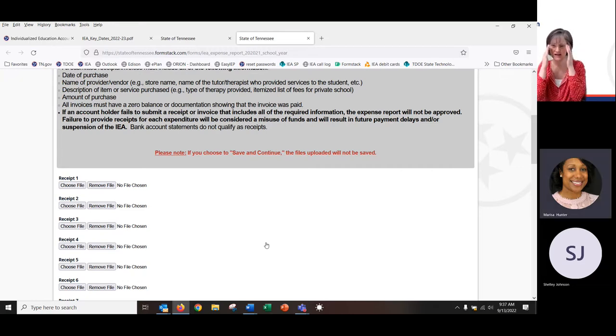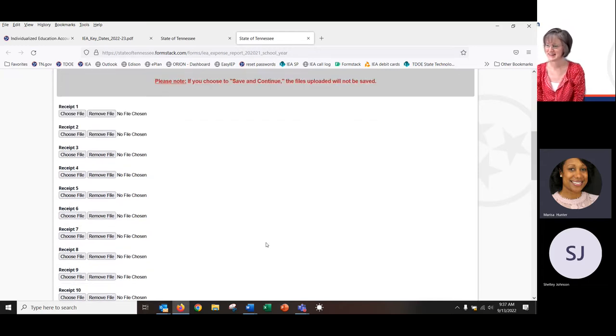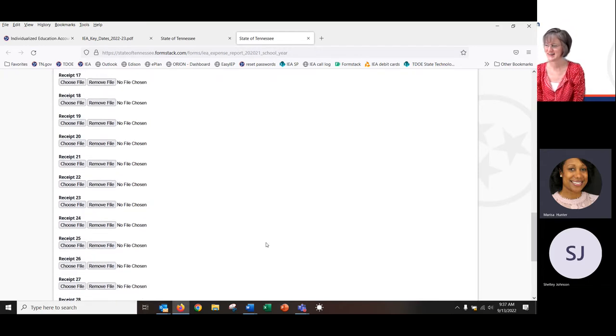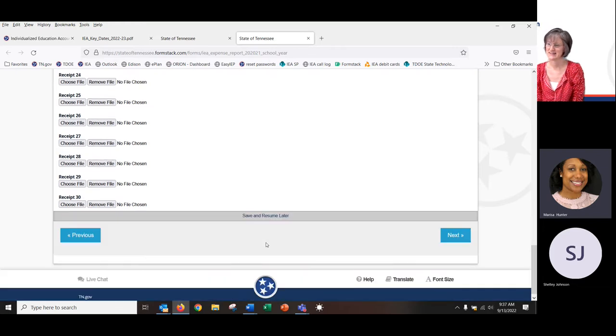It must be a clear receipt. So if you cannot read the receipt, we cannot read the receipt. If you decide to take a picture, please send a clear receipt.